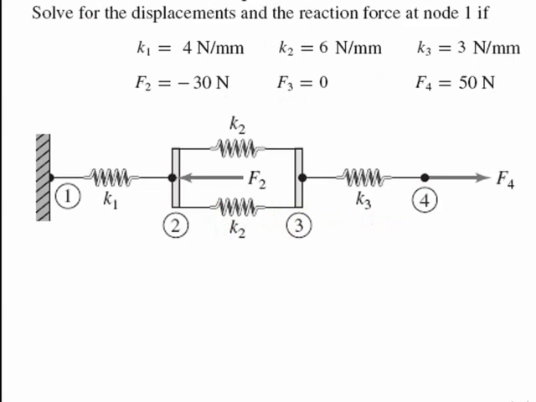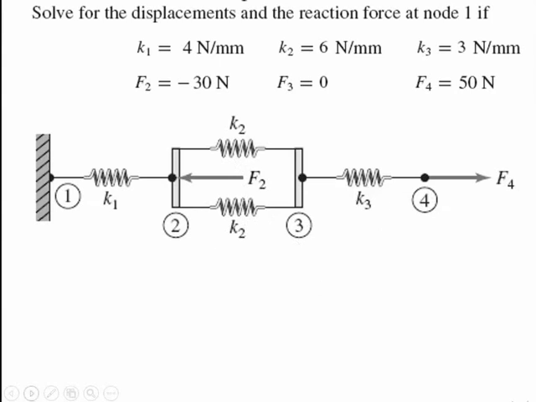Now take this problem. Here this is a spring assembly. This is the first spring. Now this is the second spring having the same stiffness, that is K2, K2. These two springs are connected in parallel, therefore their stiffness will be added. Now this is the third spring.